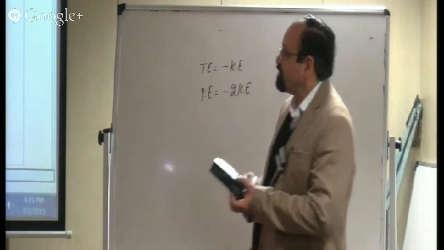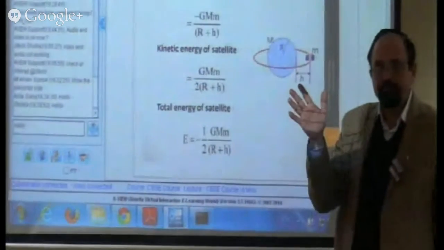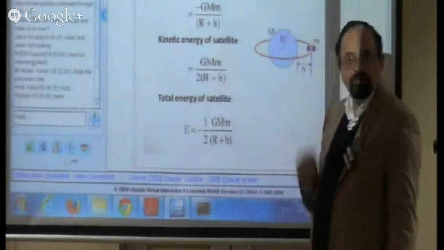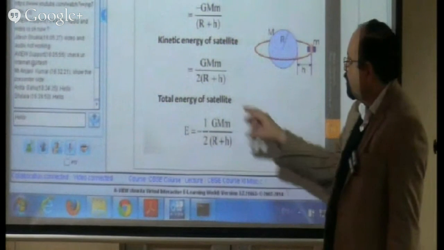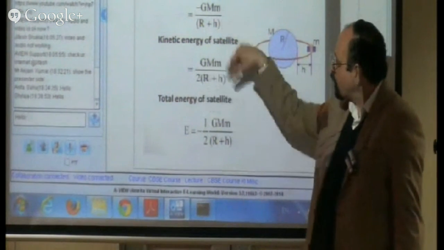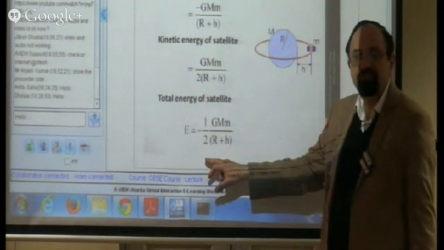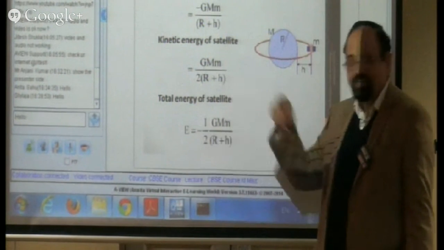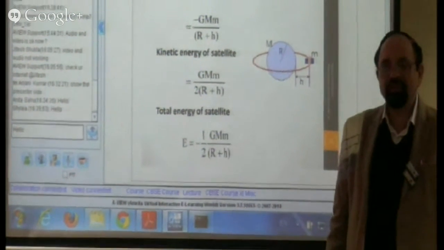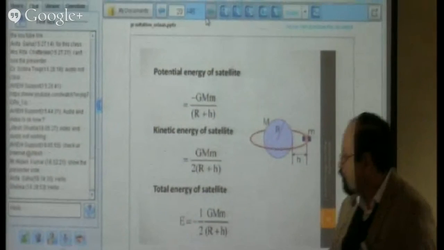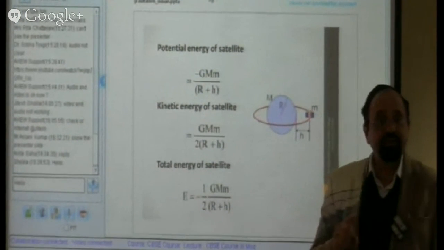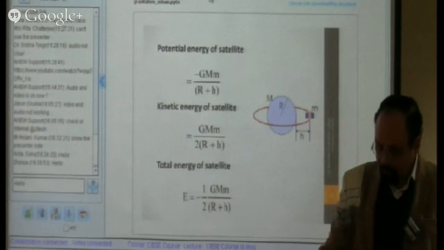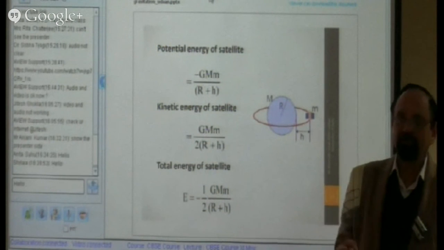But I told you this is a simple way to remember it. Potential energy expression you keep in mind. Kinetic energy is half of it, but positive. So total, if you add, becomes minus of half. And what is this negative sign doing here for the total energy? Due to this negative sign, we say that the satellite is in the bound state. It remains bound to the Earth.